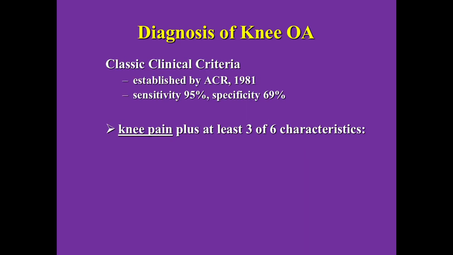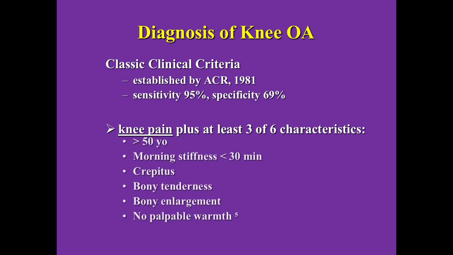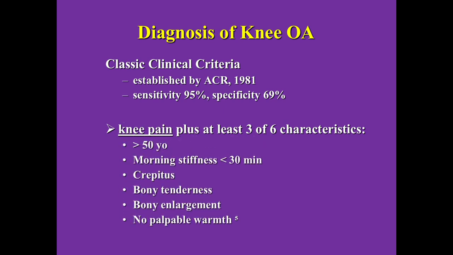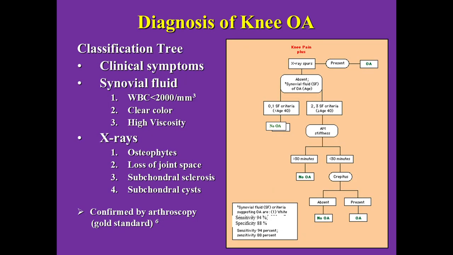Diagnosis of knee osteoarthritis, especially the classic clinical criteria established by ACR in 1981: knee pain plus at least 3 of 6 characteristics. One is age above 50 years, both genders. Morning stiffness persisting more than 30 minutes. Crepitation: when you move the knee joint in flexion and extension, a crepitus sound is exhibited from the knee joint. Bony tenderness, bony enlargement, no palpable warmth. For diagnosis, mainly synovial fluid we need to check. On X-ray, there are changes in osteophyte formation, loss of joint surface, subchondral sclerosis, subchondral cyst, confirmed by arthroscopy.